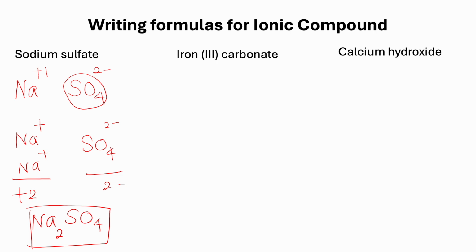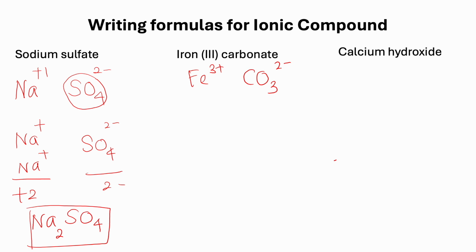Second example is iron 3 carbonate. Iron is Fe. Since it is a transition metal, it has the charge given in Roman numerals in the name. So this is iron 3 plus. Carbonate is a polyatomic ion. The formula is CO3. The whole group has a 2 negative charge.